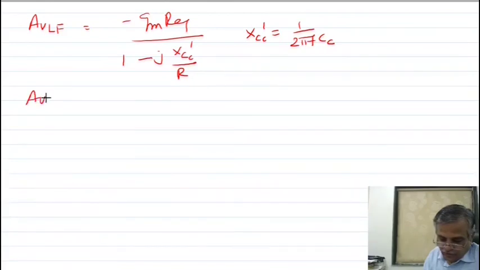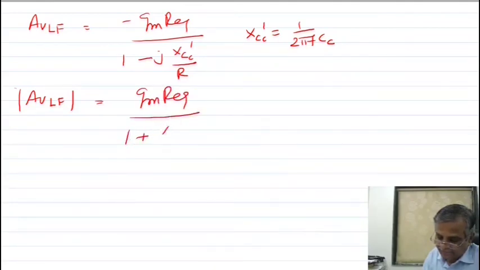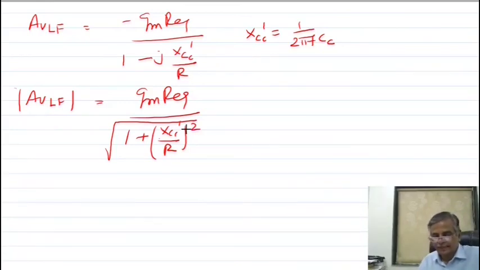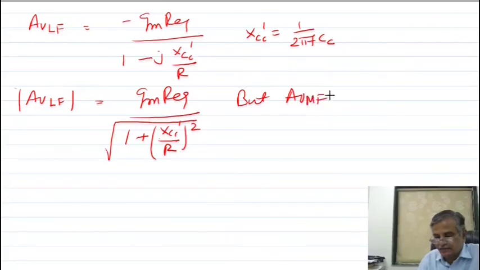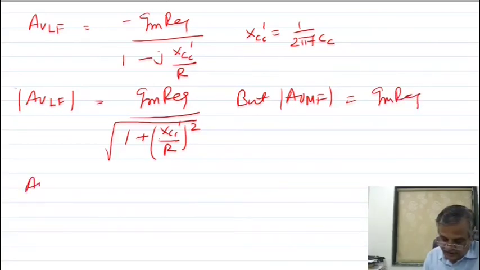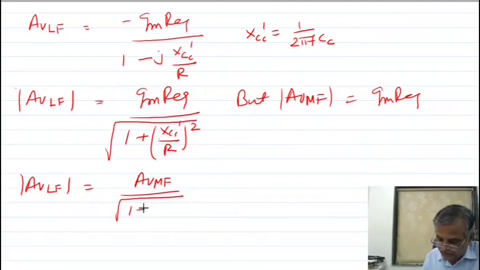If I take the magnitude of this, then I can write in this way also. But you know this, gain at mid frequency is GMR equivalent. So I can write this is gain at mid frequency upon 1 plus XCC dash upon R.